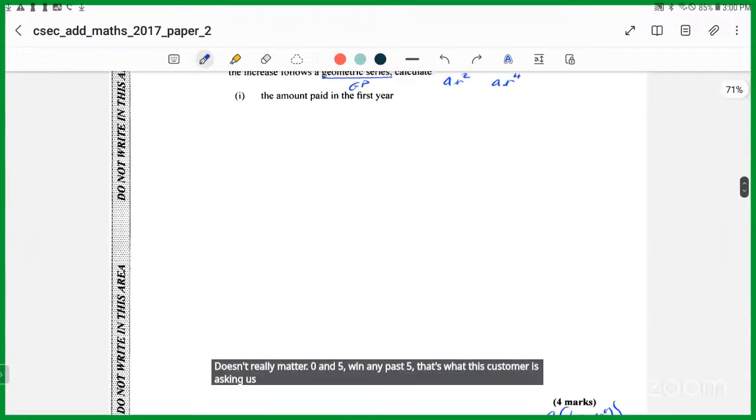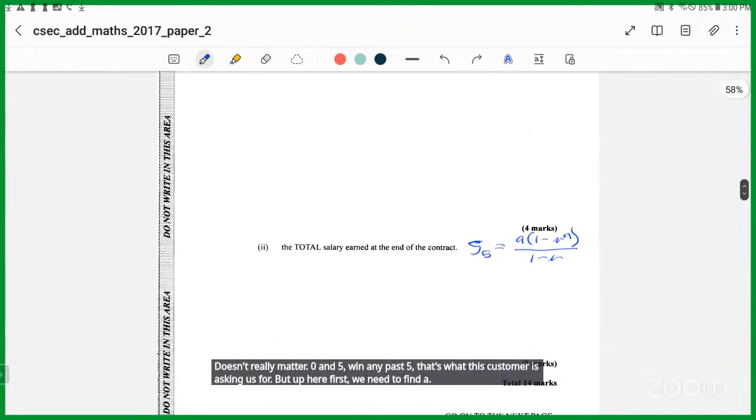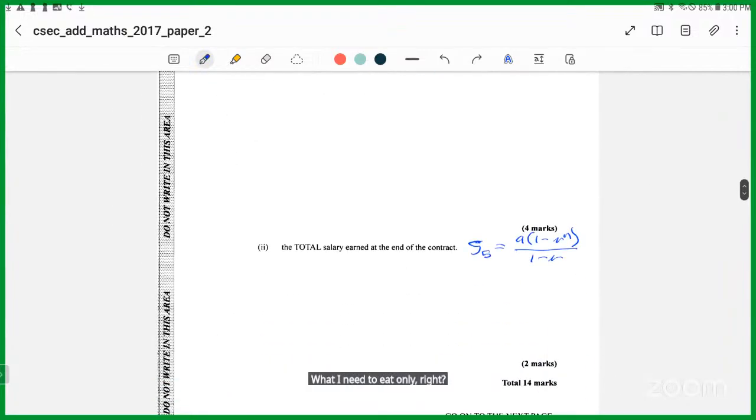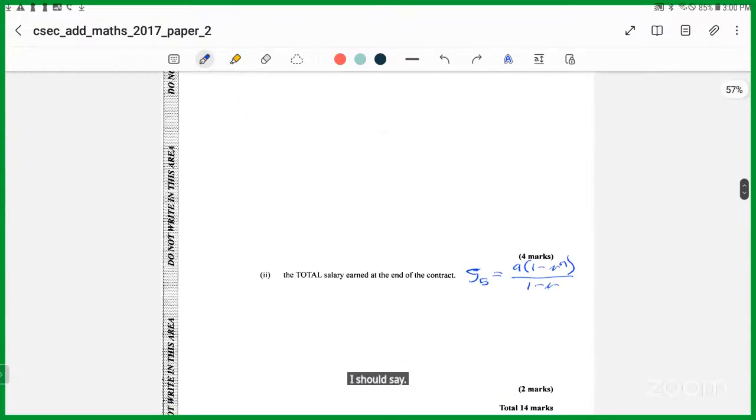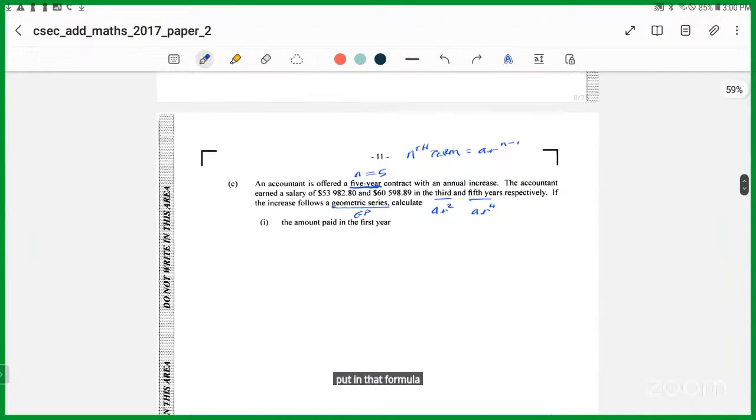But up here first, I'm going to need the A down here, right? To calculate this, we're going to need the A. Even though they asked us for the A up here, I should say we need the r. We're going to need the r down here to put in that formula.